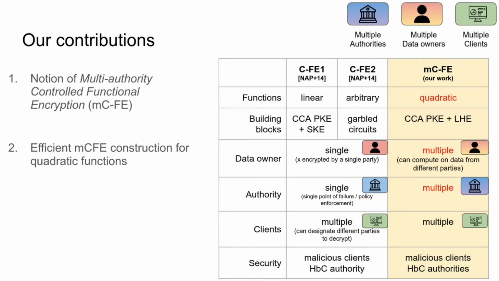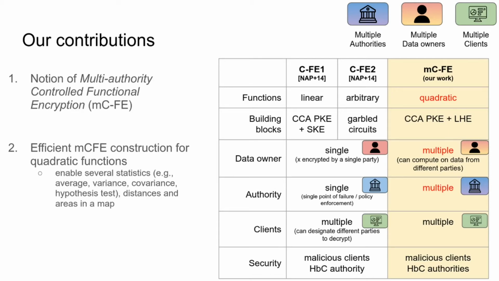Similarly to the previous work, our security definitions are geared towards malicious clients and semi-honest authorities. Note that our model accounts for scenarios where a client colludes with n-1 authorities, or where all the authorities are corrupted but the client is not. We also implement a prototype and evaluate its performance on several experiments.